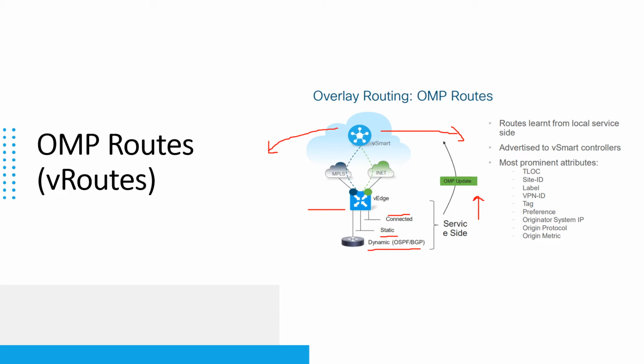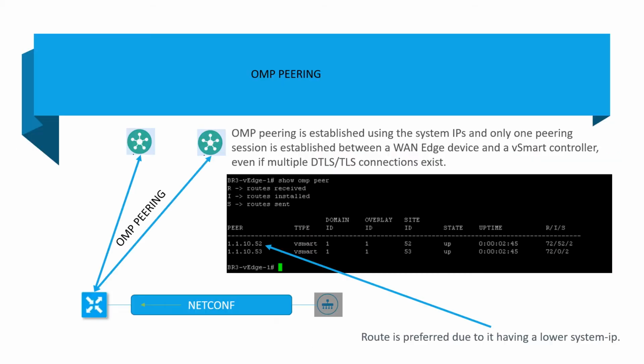So these routes also go along with some attributes. The first attribute is going to be the TLOC. It is going to tell you which TLOC is advertising this route. Then the site ID, label, VPN ID, tag, preference, originator, system IP, origin protocol, and what is going to be the origin metric. Let's take a look from the vEdge point of view at how the peering looks.